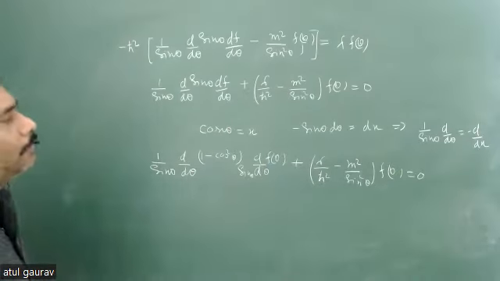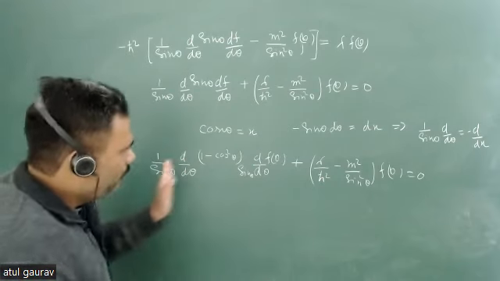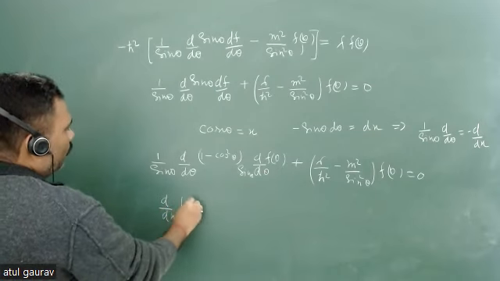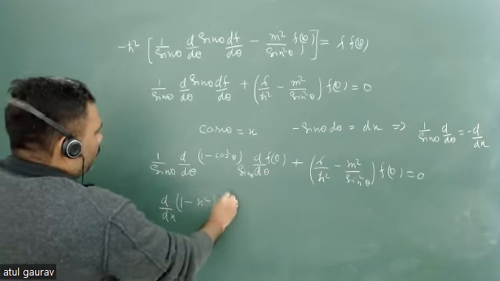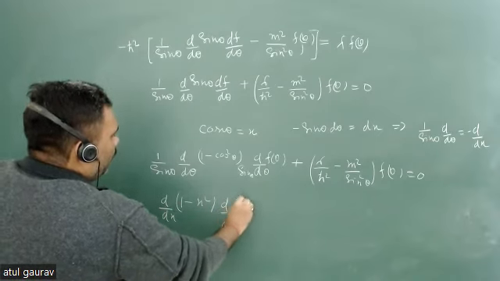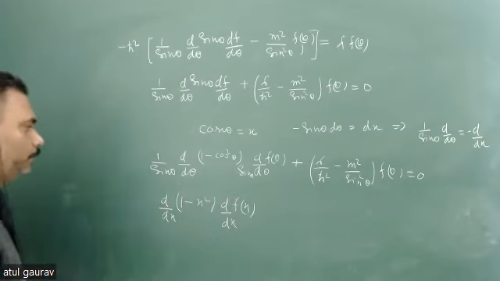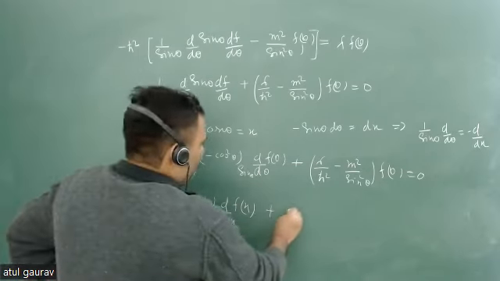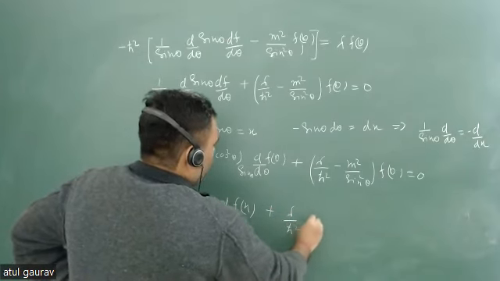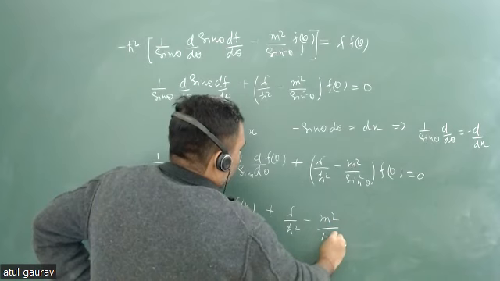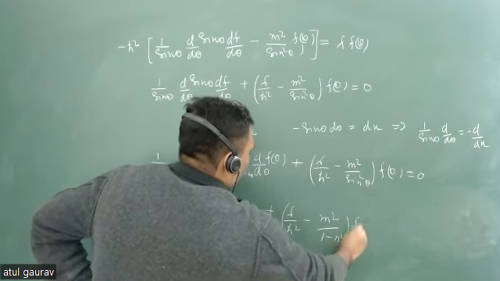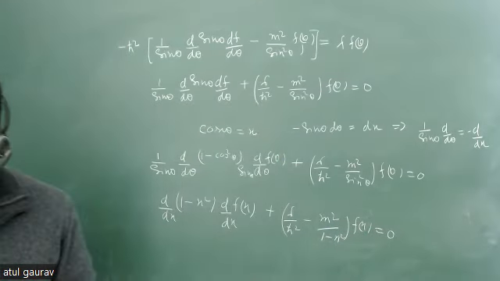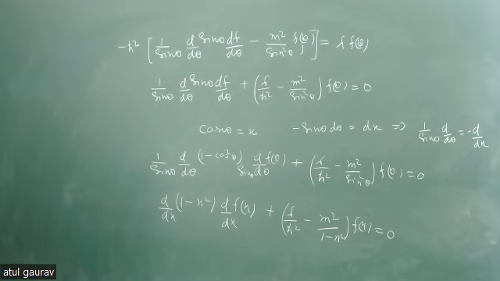And now we can put all this thing here. So minus minus will be plus, so there is not any problem. So we have d upon dx 1 minus x square d upon dx, and now we can have fx. Or x is nothing but cos theta, don't worry. Plus lambda upon h cut square minus m square upon 1 minus x square fx must be equal to 0. Clear है ये?